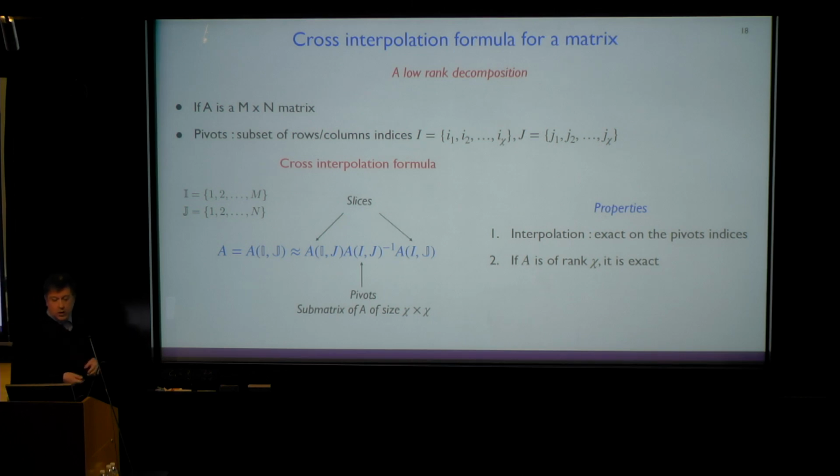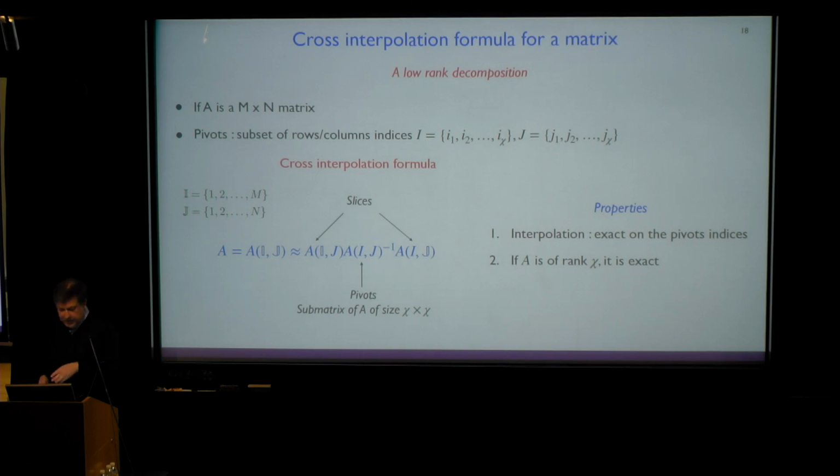If a matrix has a low-rank decomposition, the way to do that is you take some subset of pivots, some set of row and column indices, big I and big J, 1 to chi, and you write your matrix in general for any indices as the product of slices in 1 dimension at the pivot position, the slices of the row at the other pivot position, and the inverse of the pivot matrix in the middle. And this has nice properties. First, it is exact when you evaluate it on the pivots that you've used. And second, if your matrix is of rank chi, it's exact everywhere.